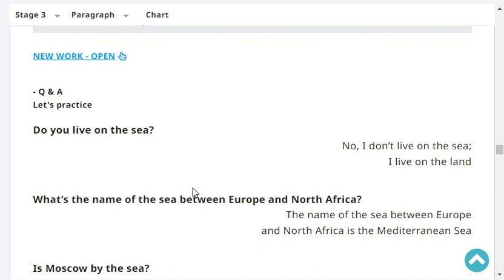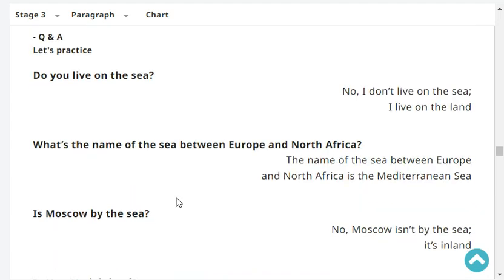What's the name of the sea between Europe and North Africa? The name of the sea between Europe and Africa is the Mediterranean Sea. Very good.